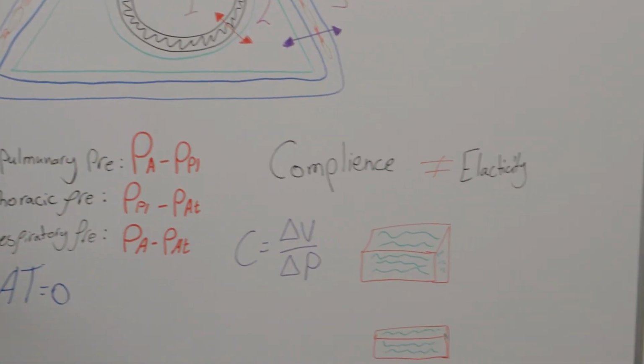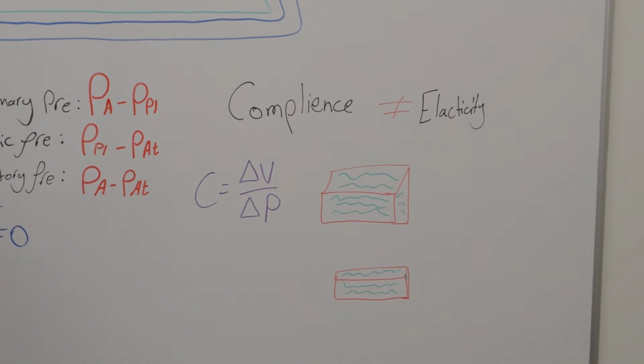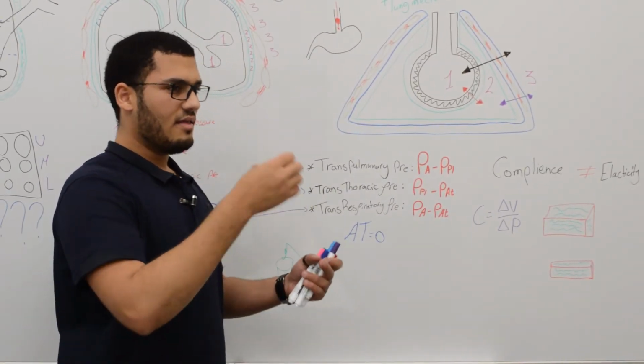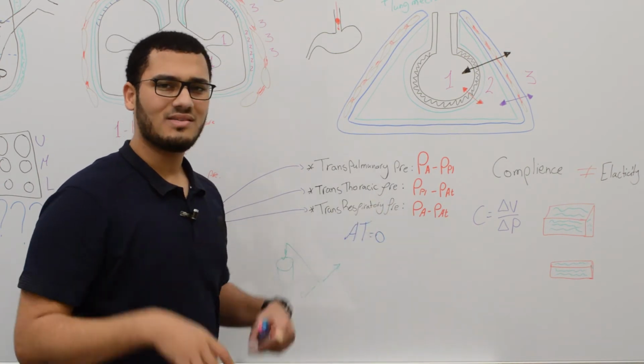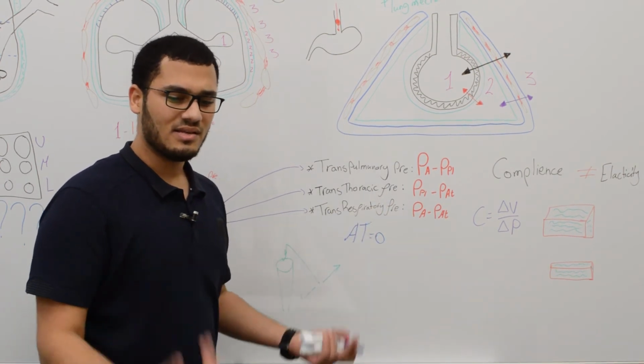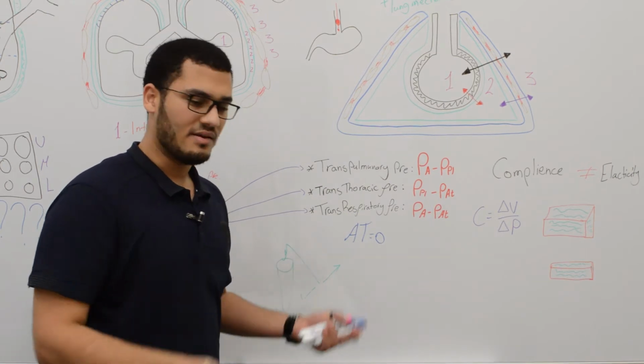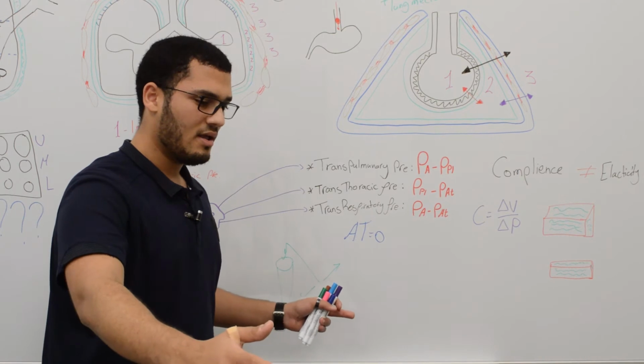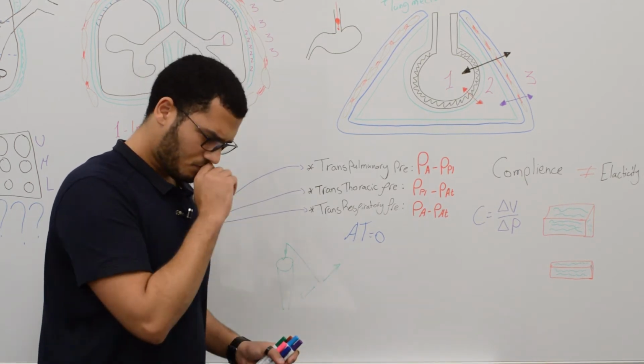Another point that I want to talk about is compliance versus elasticity. This is a very, very important concept to understand in the lung. Usually, if you take the lung outside the body, what will happen? The lung has the ability to stretch back. What is elasticity? It is the resistance to deformation. So the lung, if you fill it with air, it will recoil back.